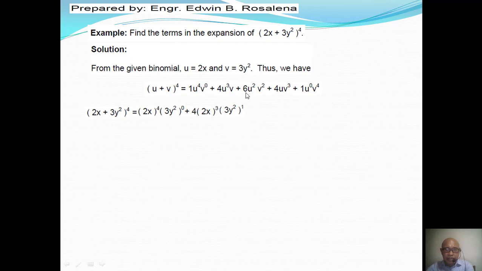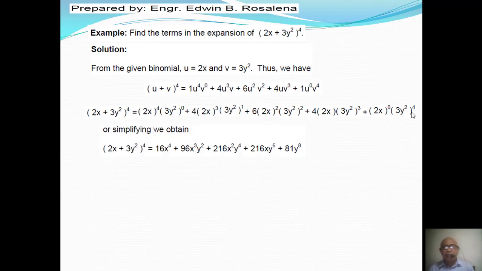Next, we have 6, 2x squared, then v squared. Next is 4, the coefficient, then u is 2x to the power 1, then v to the power 3. Plus, coefficient 1, no more u, or we have 2x to the power 0, then v, 3y squared to the power 4. So, if you simplify, we obtain this. You can simplify it yourselves, just take a look.